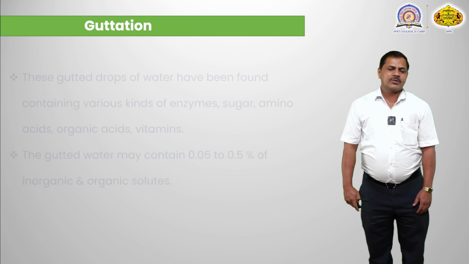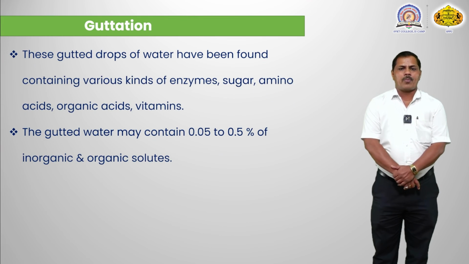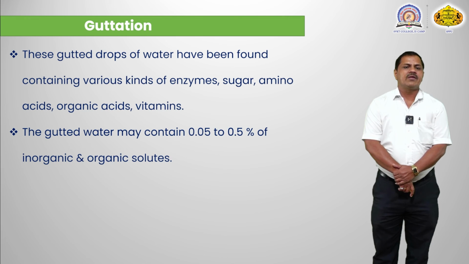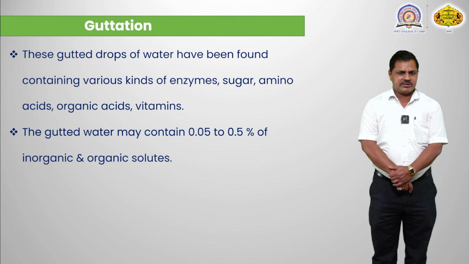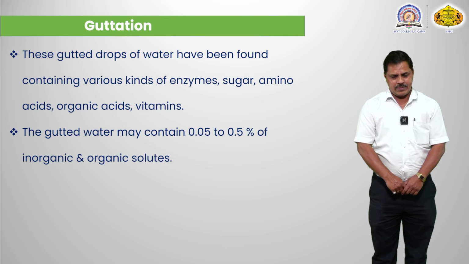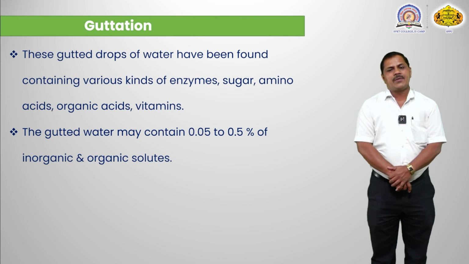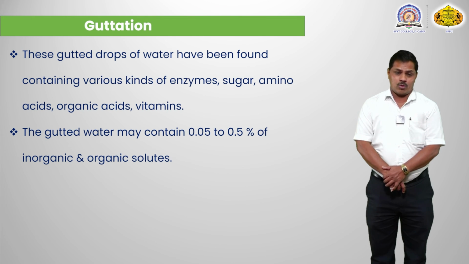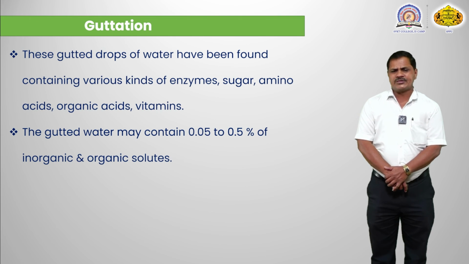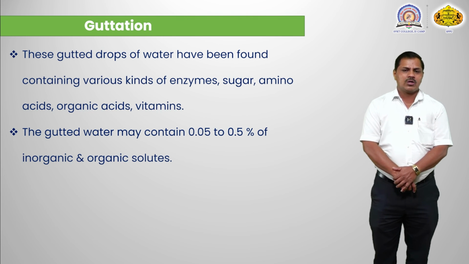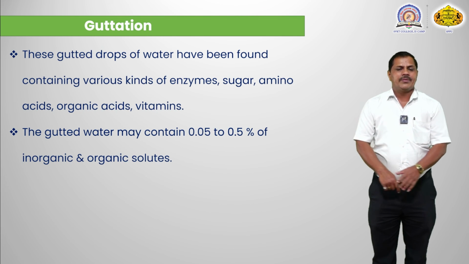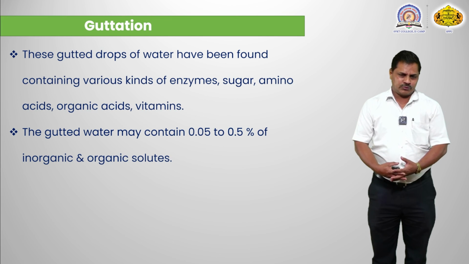Then another thing is guttation. These guttated drops of water have been found to contain various kinds of enzymes, sugars, amino acids, organic acids, and vitamins. These are certain of the hazardous substances. They can also be lost through these water molecules. They are not essential for the plant, and hence certain enzymes, sugars, amino acids, or organic acids can be lost through them to the outside. They can be carried to the outside.